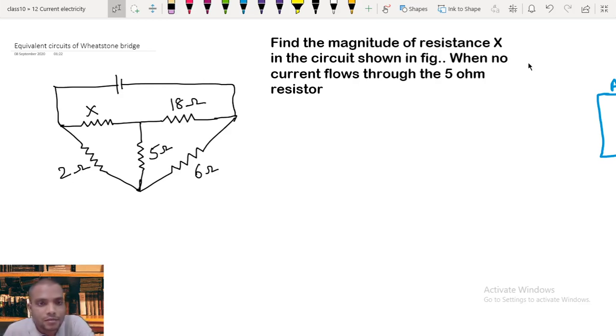Hi guys, in my previous lecture I tried to explain Wheatstone's bridge and the Wheatstone's bridge balanced condition. When the bridge reaches the balanced condition, meaning the current through the galvanometer goes to 0, then the ratios of resistances are equal. So we saw the Wheatstone's bridge.